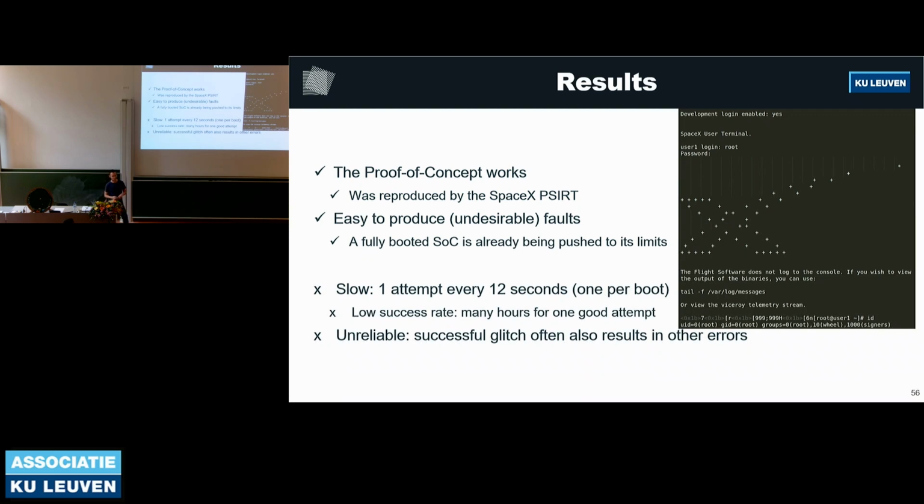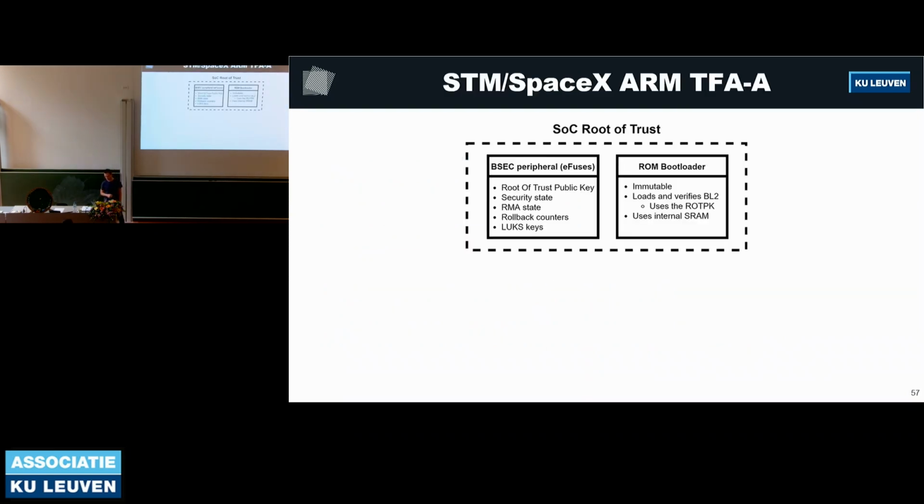So instead, if we can attack the very first bit of code in the chip, then we can iterate much more quickly over the faults that we inject. But also, the first bit of code in a chip cannot be changed. It is baked into the chip when it is produced. So if you can attack that bit of ROM code, then there is no way for them to fix this in the field. And that means that we're going to try and attack the root of trust of the system on chip.